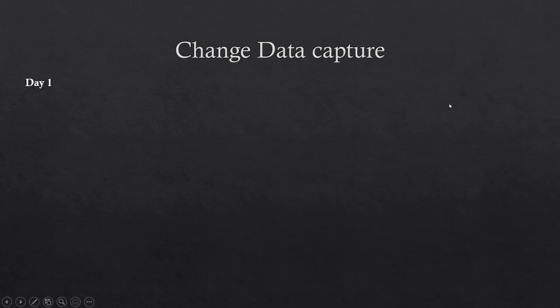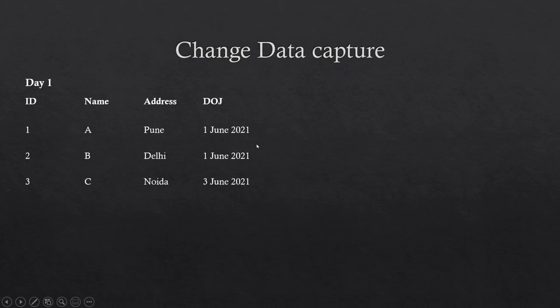Now I'll take an example to explain this better. Let's say on day 1 this data comes in. Let's assume this is an employee database, and for simplicity I have taken 4 fields: the ID, the name, the address and the date of joining. Initially on day 1 we got 3 records. Now on day 2 this Pune address gets changed and it becomes Bangalore. Record number 2 gets deleted, and there is an addition of one more record, number 4.